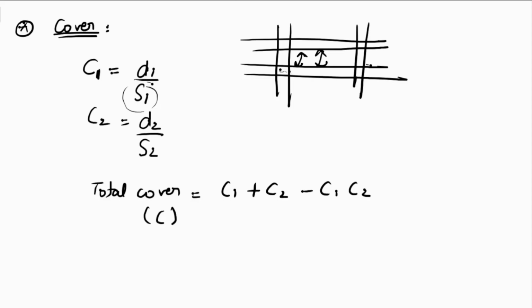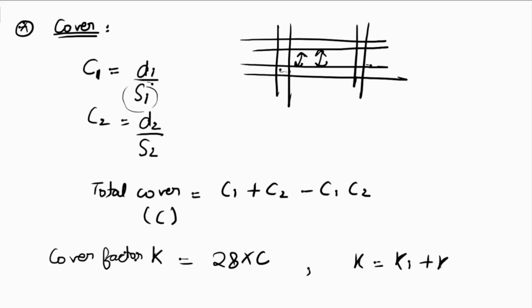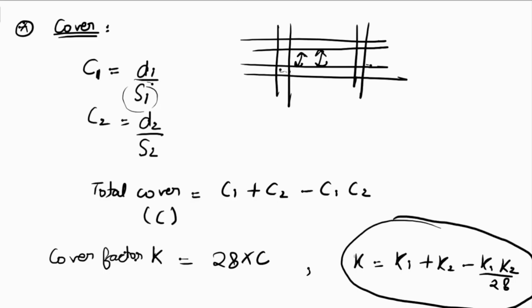Now coming to the next thing, cover factor. Cover factor is represented by k. It is equal to 28 into c. Suppose two cover factors are given, k1 and k2. Then the net cover factor is k equal to k1 plus k2 minus k1 k2 upon 28.